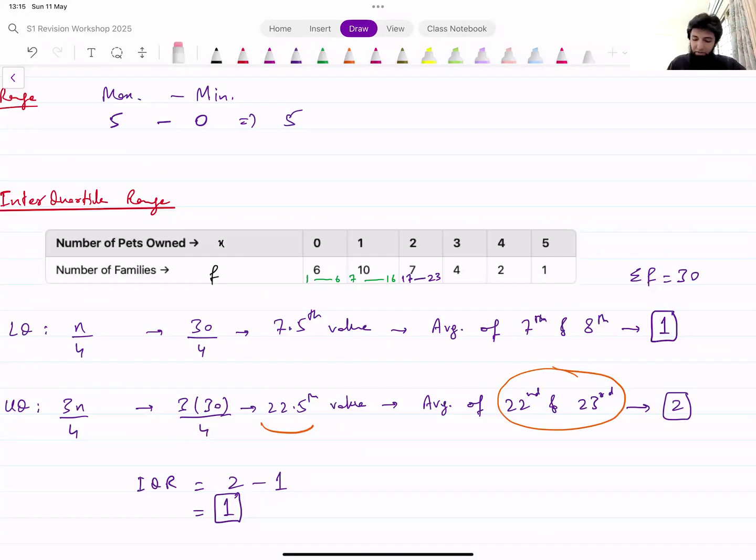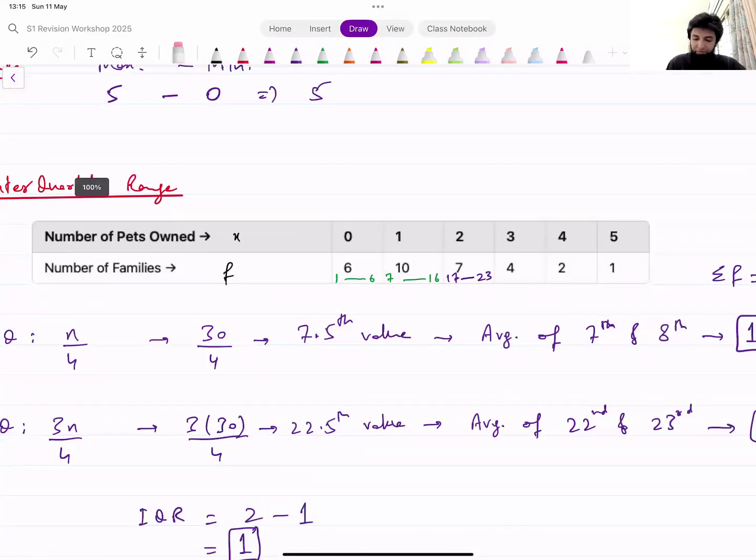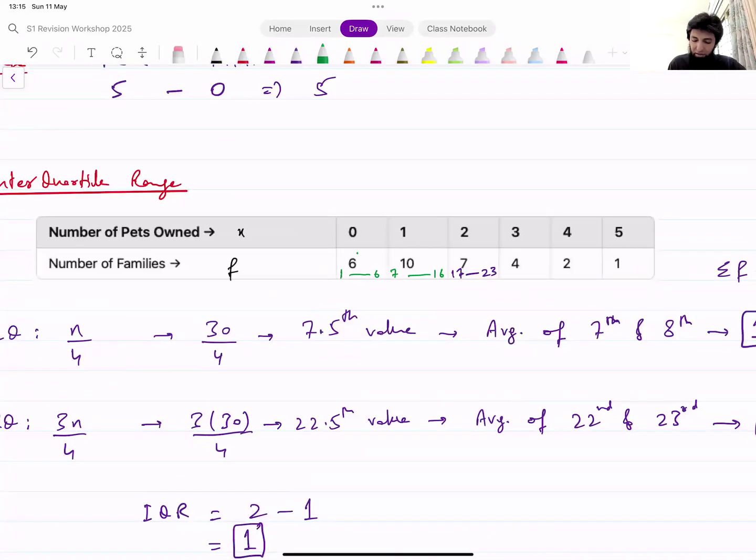Now, let's think about this. Let's think about the table. The first 0 has a frequency of 6. So from 1 to 6, we've got these values. The next 10 values up to 16 are 1s. So 7 to 16, we've got these values. And then 16 plus 7, that's 23. The 17th value to the 23rd value, we've got this interval and so on.